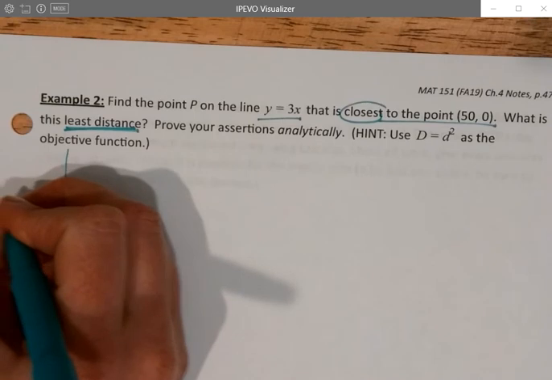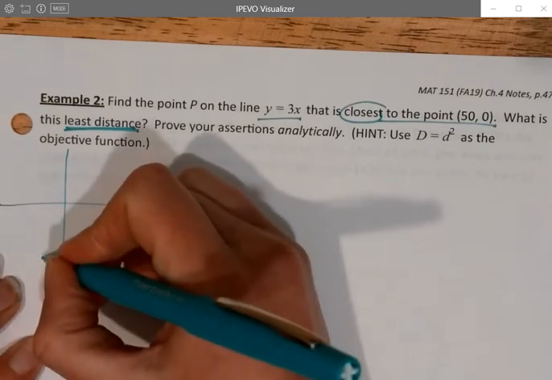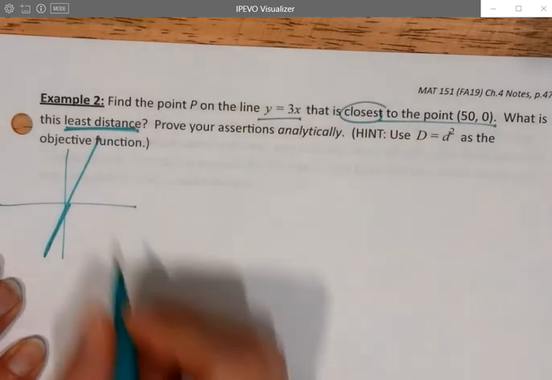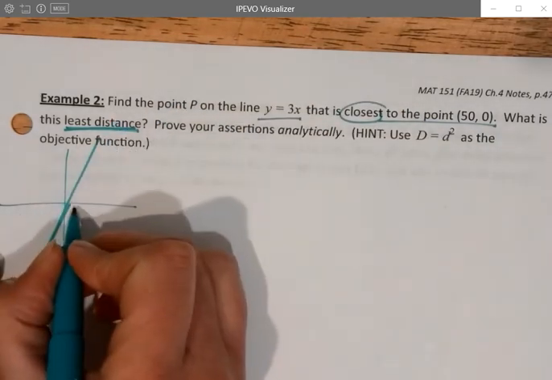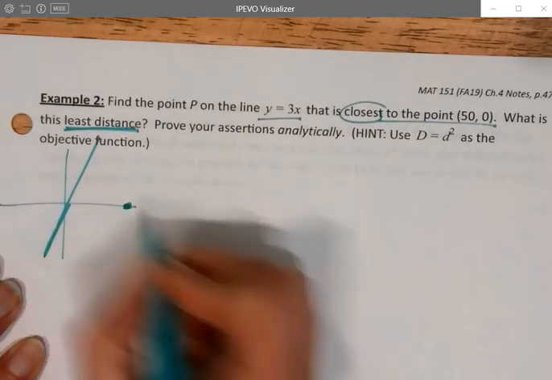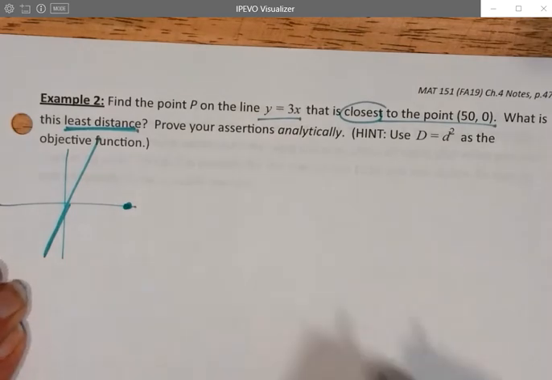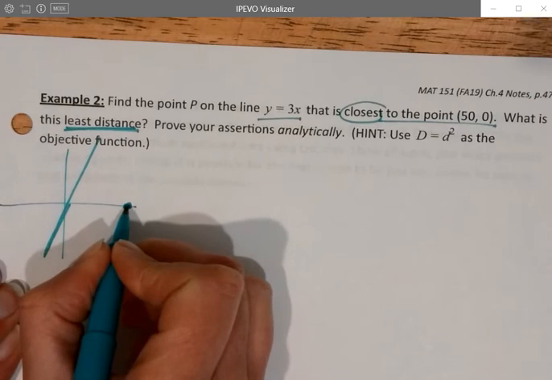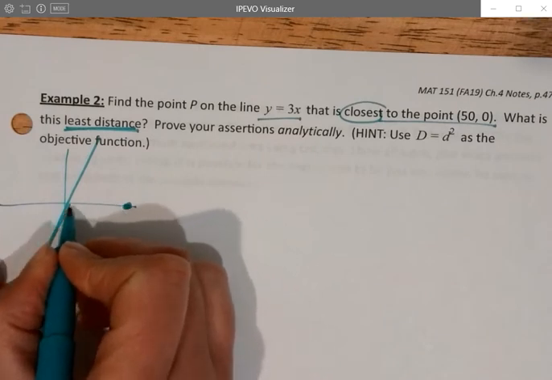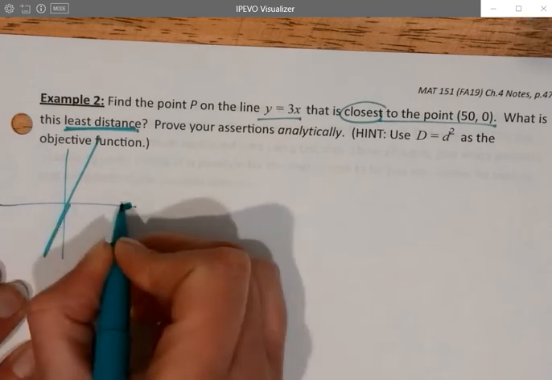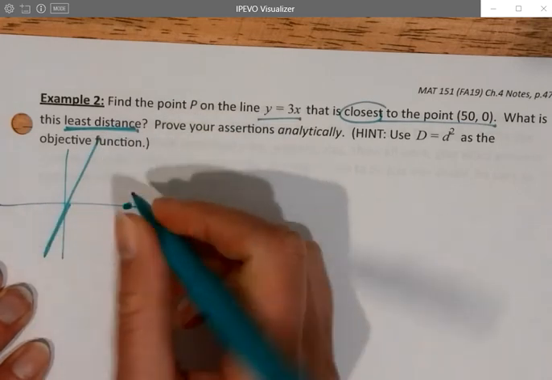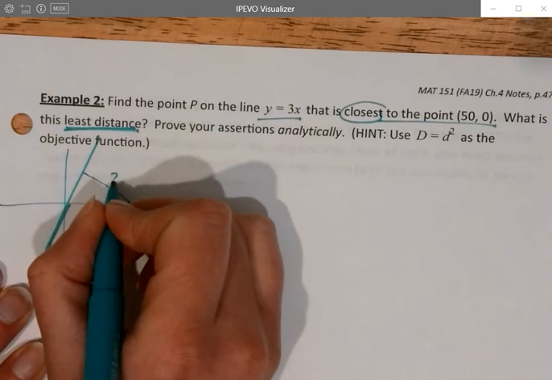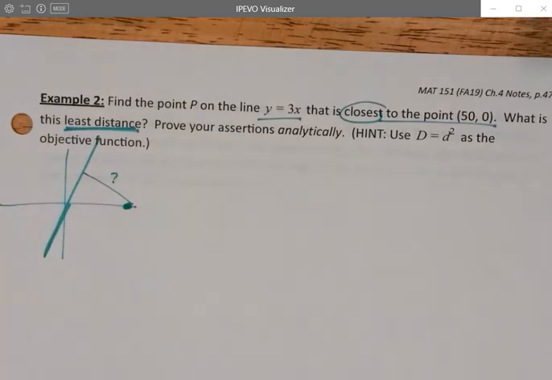So, a quick little sketch I can draw here for the situation. I can draw y equals 3x, so it goes to the origin, but it's relatively steep. And (50, 0) is going to be way over here. And so I want to figure out which point is closest. So I know that if I go straight to the left or straight up, that's not going to be as effective as some sort of diagonal distance. So that's what we're looking for, some sort of diagonal distance to that point.